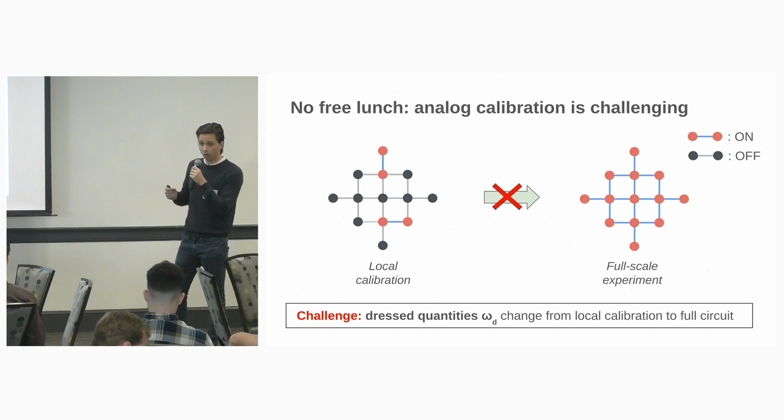And so when we turn on all of the couplers at the same time in our full-scale experiment, these dressed hybridized quantities change. So therefore, we need a smarter way of moving from the left side here, our local calibration, to our full-scale global experiment.